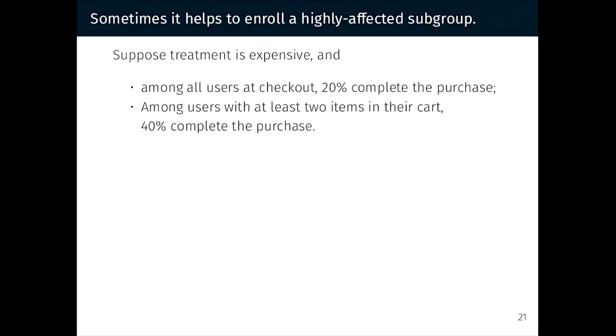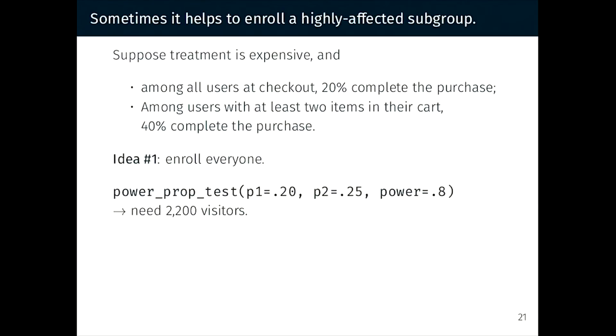but maybe we know there's some subgroup, like among people with 2 items in their cart, when they get to checkout, 40% complete the purchase. It's plausible. Okay, so the first idea is, like before, just enroll everyone, and we need 2,200 visitors, just like before, at the checkout page. Of course, the people getting to the checkout page are the ones we have to offer the Starbucks gift card, so those are the ones we're paying for.